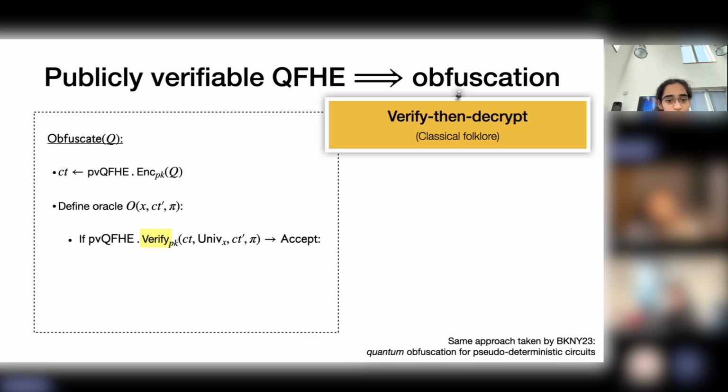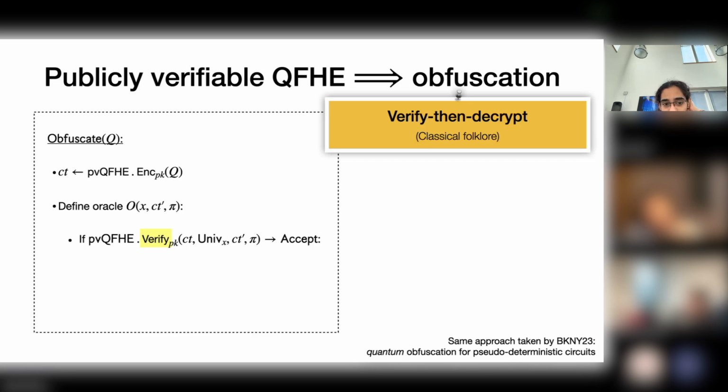Let me say this in a few more words. This circuit Univ sub X is the universal circuit. The universal circuit takes as input both a description of a quantum circuit and an input to the quantum circuit, and as output it produces Q of X. So Univ sub X hard-codes the input wires to this input X. Now it only takes as input Q and outputs Q of X. That is the circuit that we're homomorphically evaluating. This makes sense because the ciphertext is a ciphertext of Q, so Q is what is being fed to the universal circuit.